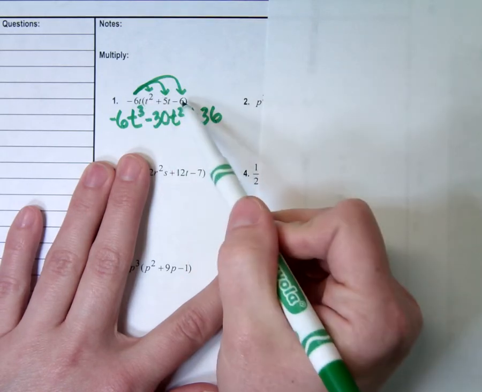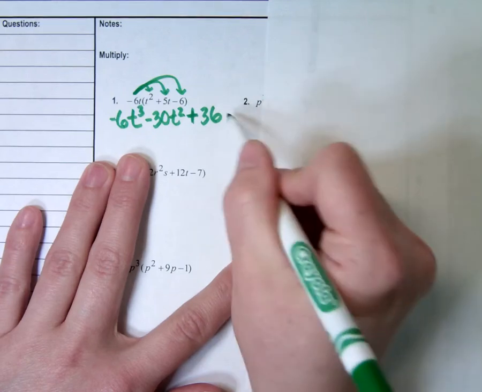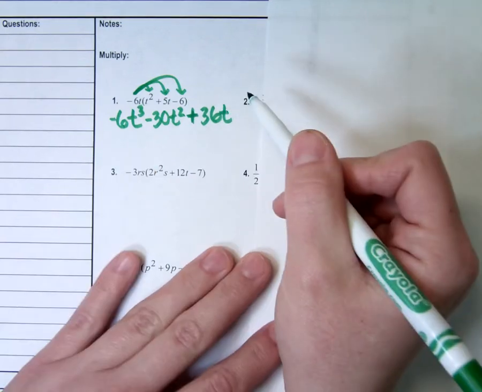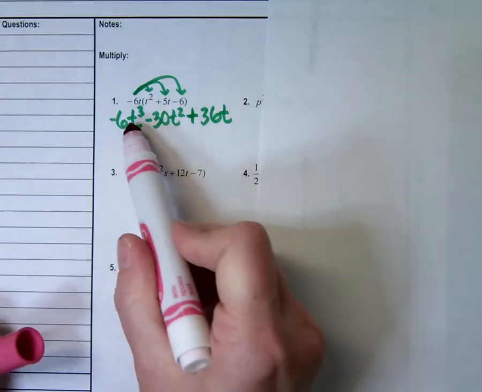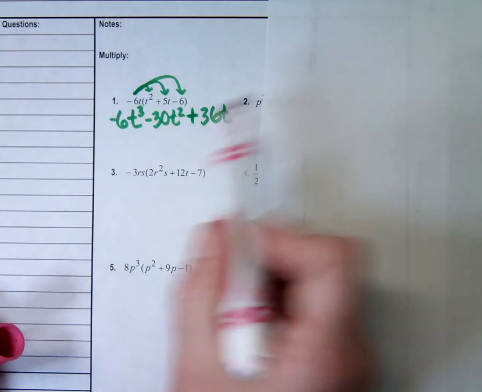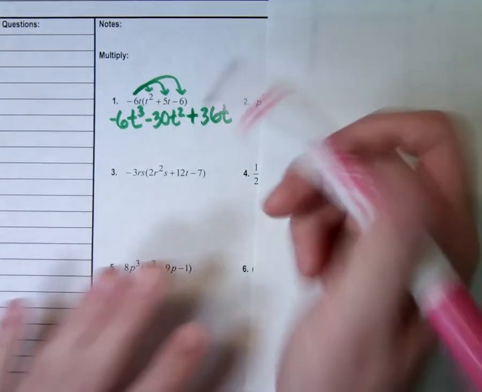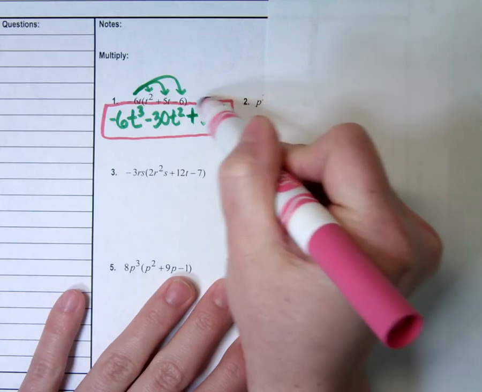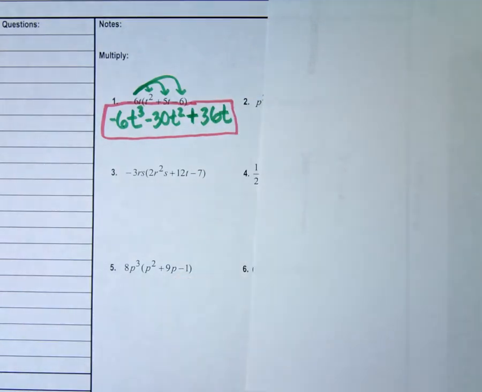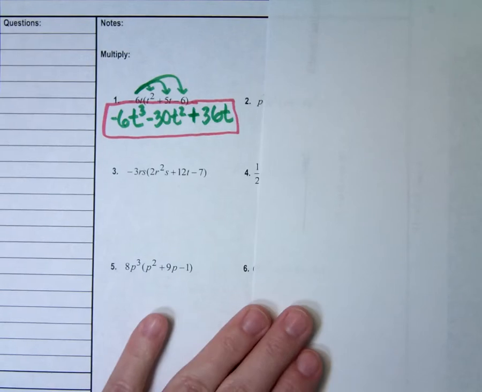And then this t doesn't have anything else to multiply with, so it just recopies. Okay, I'm done multiplying. The only thing I can do at this point is add or subtract like terms, but none of these are like terms. They're all the same variable, but they're not the same exponent. So I can't add or subtract unless it's same variable with same exponent. And that's it. That's all I can do.